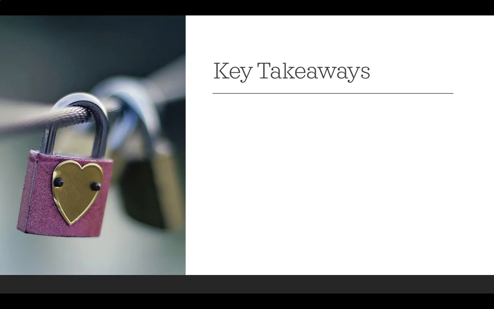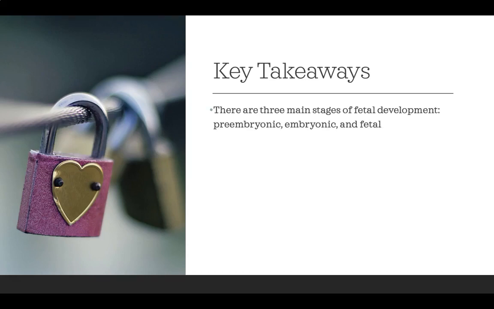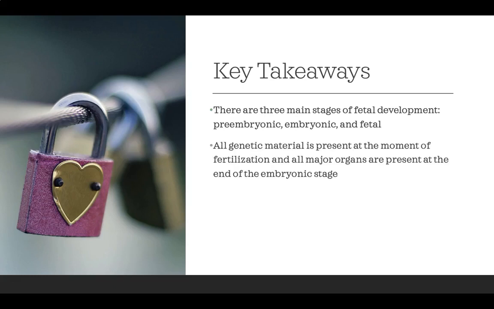Go ahead and jot down some of your key takeaways from fetal development. So there are three main stages of fetal development: pre-embryonic, embryonic, and fetal. All genetic material is present at the moment of fertilization, and all major organs are present at the end of the embryonic stage.